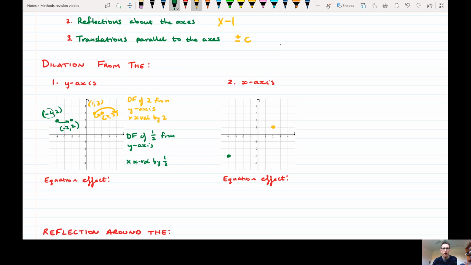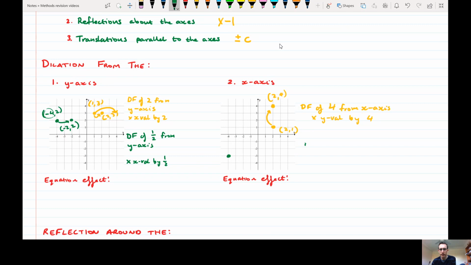Now, dilations from the X-axis work similarly, but we're changing the Y value, because from the X-axis means I'm pulling it up and down. I'm not moving it sideways, just up and down, which means it is affecting the Y value. So this time I'm going to do dilation factor of 4 from the X-axis. And that means I'm going to multiply Y value by 4. So the coordinate here we can see is 2, 1. And I multiply the Y value, which pulls it up to the coordinate 2, 4.